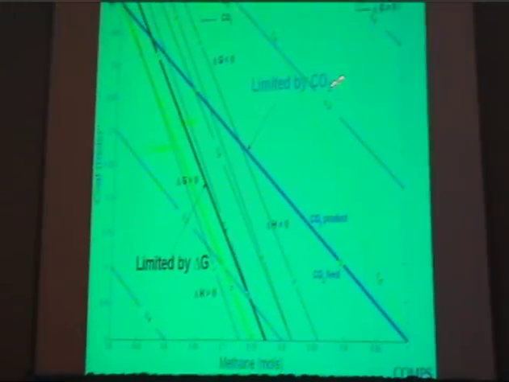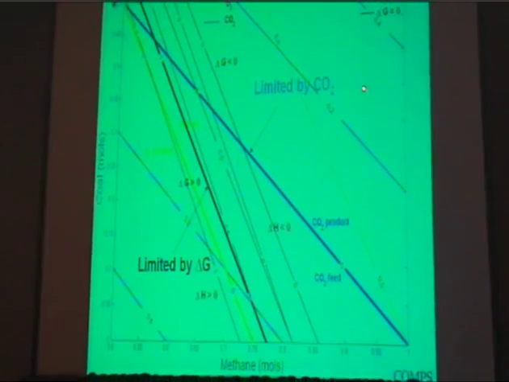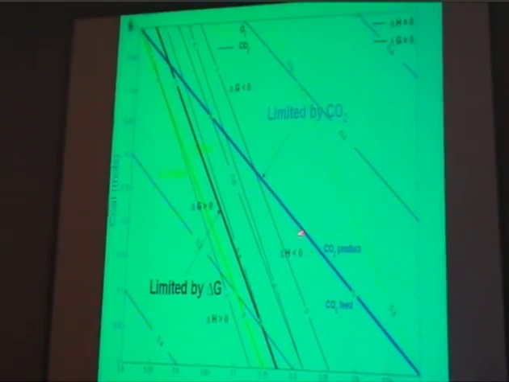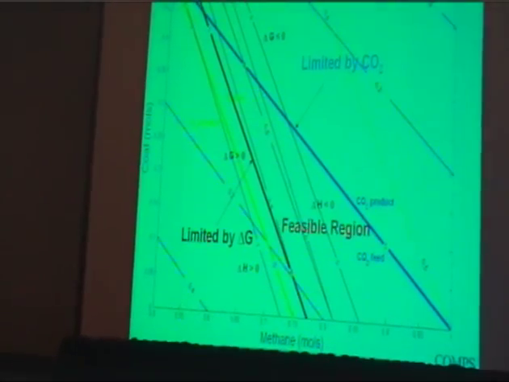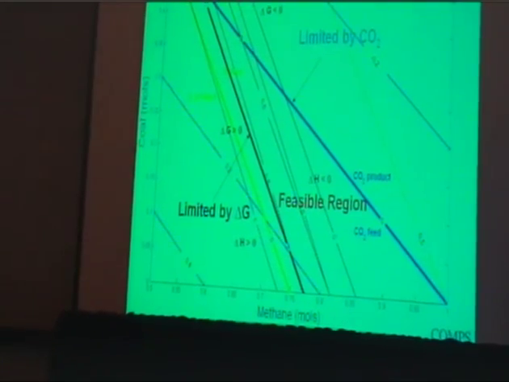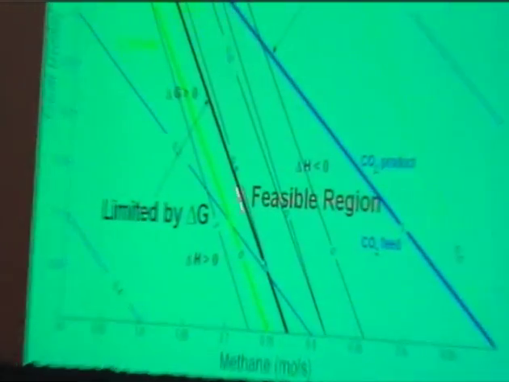On this side, we're limited by our CO2 emissions. Moving above this point means we start to emit CO2, and below this point, we're actually consuming CO2. And as a result, we're able to define a feasible region. These are actually colored. Unfortunately, you can't see the coloring.